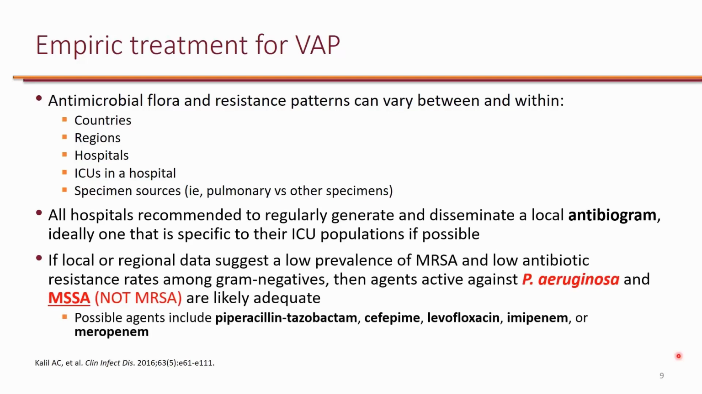Now, one key recommendation from the guideline is that while we want to empirically cover for Staphylococcus aureus, if based on the local resistance patterns it's unlikely to be MRSA, it's probably okay to just cover for MSSA instead of MRSA. Now, in the real world, I haven't really seen any physicians who would not cover MRSA in patients with VAP, but the guideline is making a point that if based on resistance patterns it is unlikely to be MRSA, it's probably okay to only target MSSA. And there are some agents that cover Pseudomonas as well as MSSA.